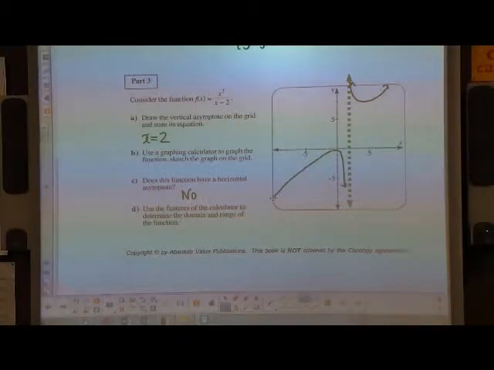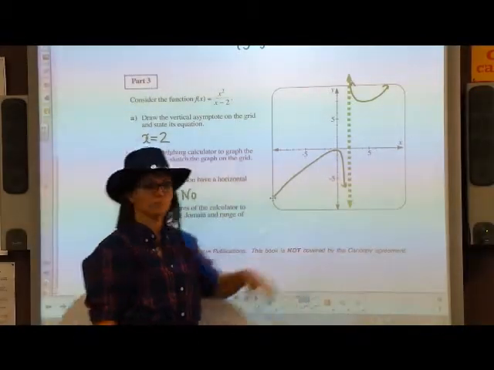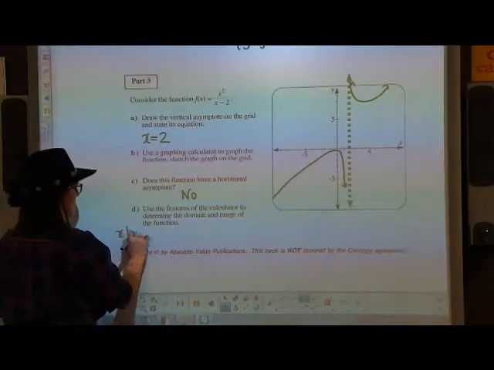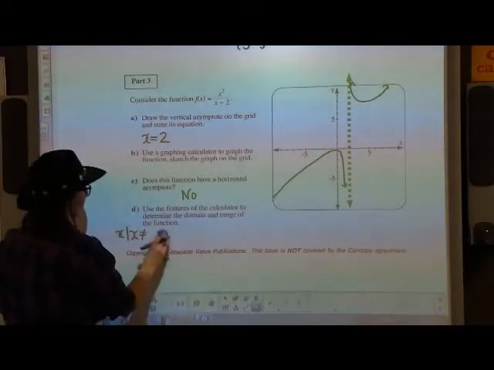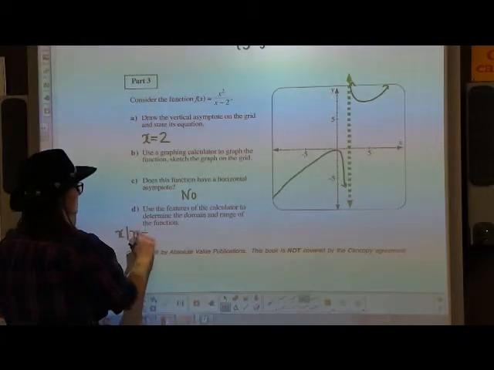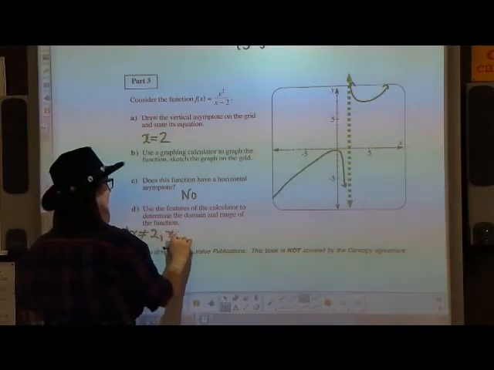So if I wanted to calculate the domain and the range, well, we know what the domain is. X can't equal 2, because then the denominator would equal 0.